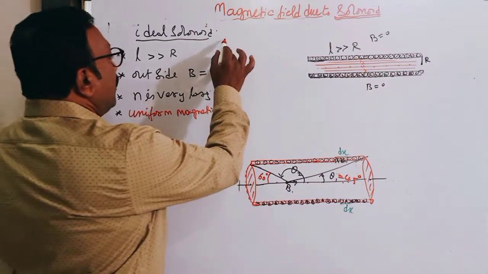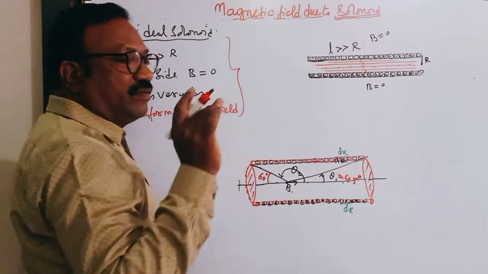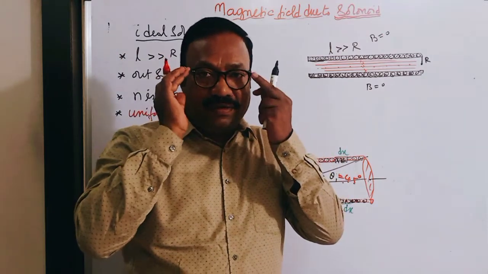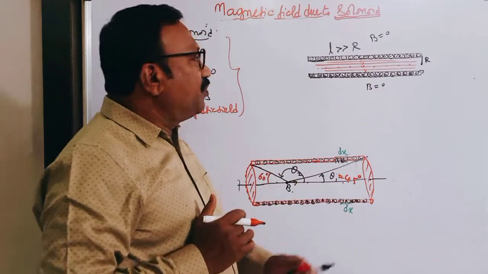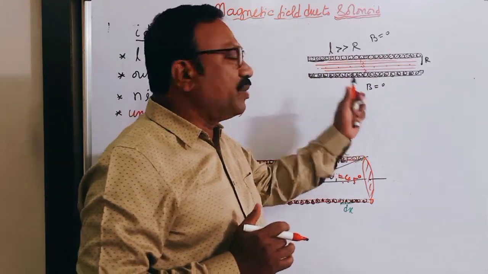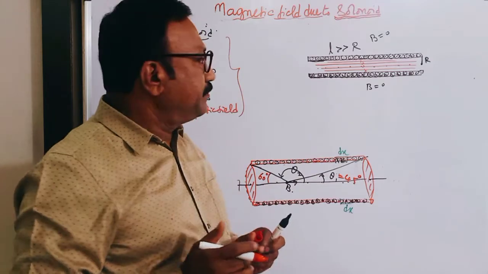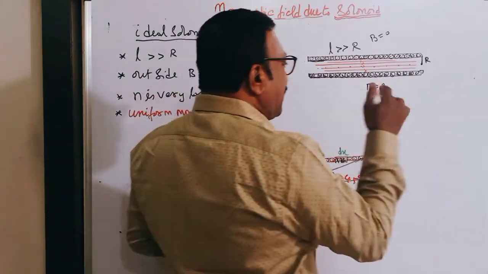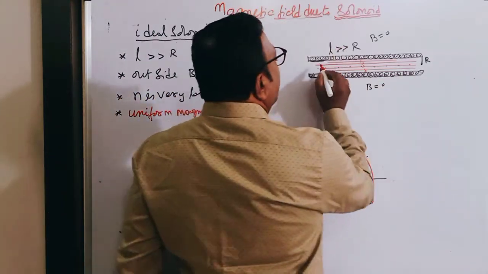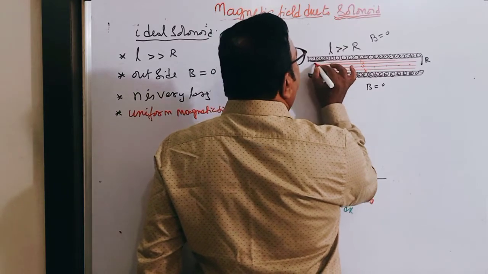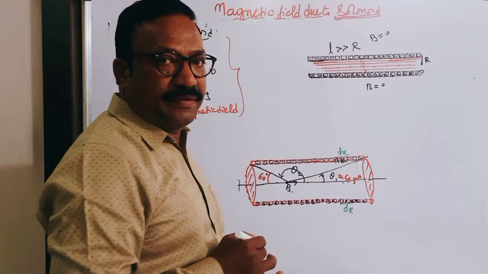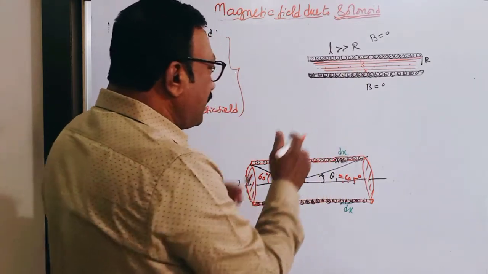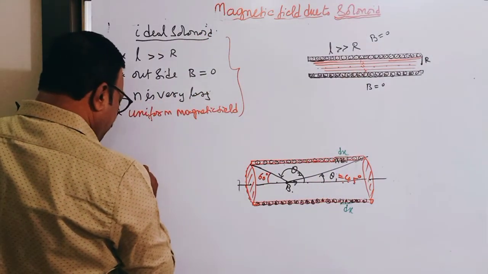So combining all these conditions, which is known as an ideal solenoid. Now let me explain why this B is 0 here. First point, I can explain in a simple manner. If this is a line of force, the magnetic lines of force will always form a closed loop somehow. So I will take a shorter diagram to explain.